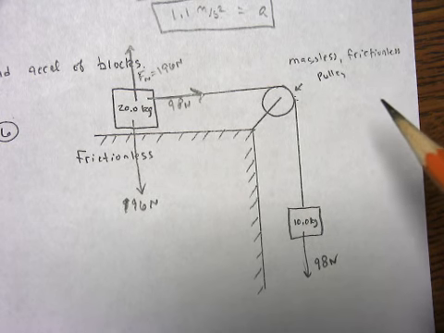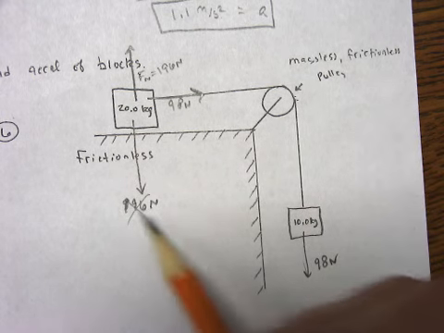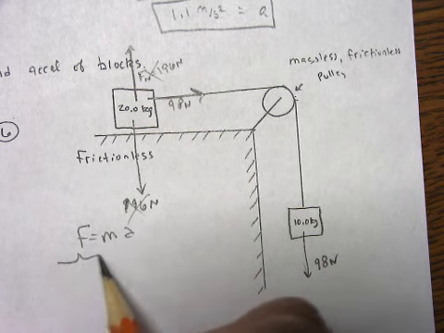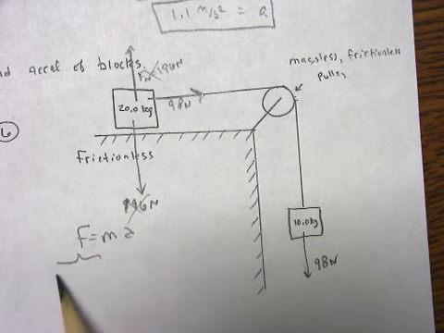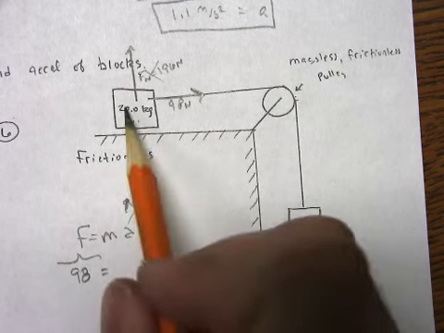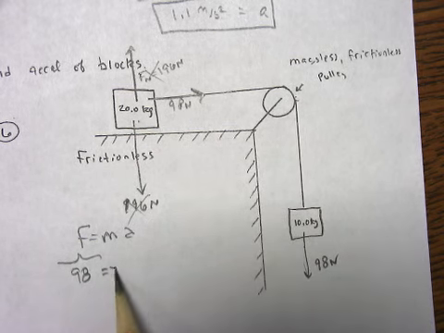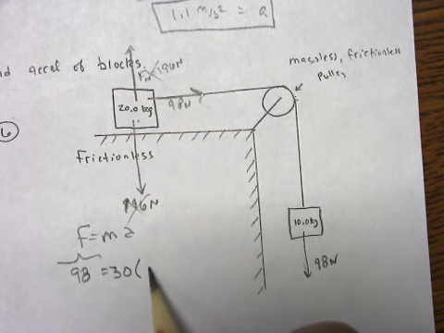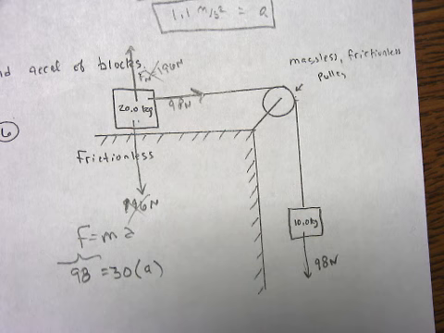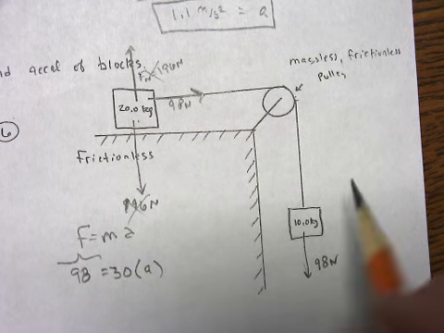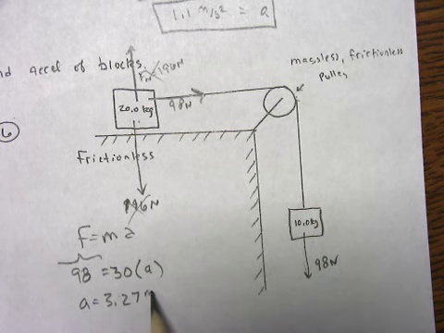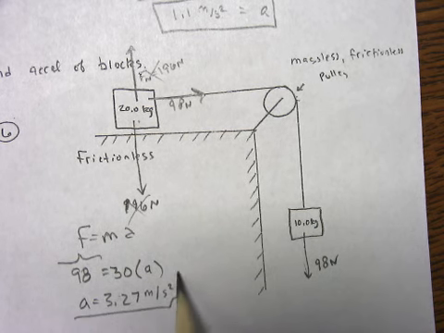I can find my acceleration. Because these cancel, F equals ma. The force on this is 98 newtons. Both of these masses are accelerating, so I use both of these masses, 30, and I look for the acceleration a. So 98 divided by 30 is 3.27. So the acceleration is 3.27 meters per second squared.